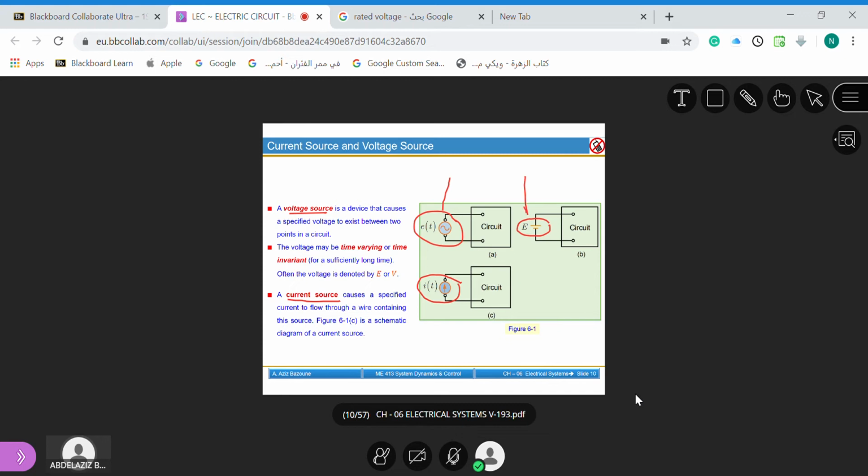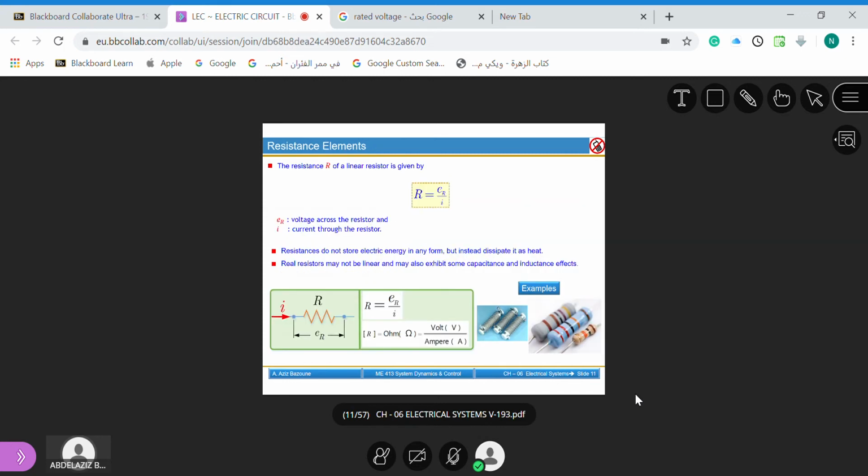A voltage source is a device that causes a specific voltage to exist between two points in a circuit. Voltage may be time varying like this one, or time invariant like this one. The current source causes a specified current to flow through a wire containing this source. These are the schematic diagrams for the voltage source and the current source. The resistor element is simply, as you can see, shown here in this size.